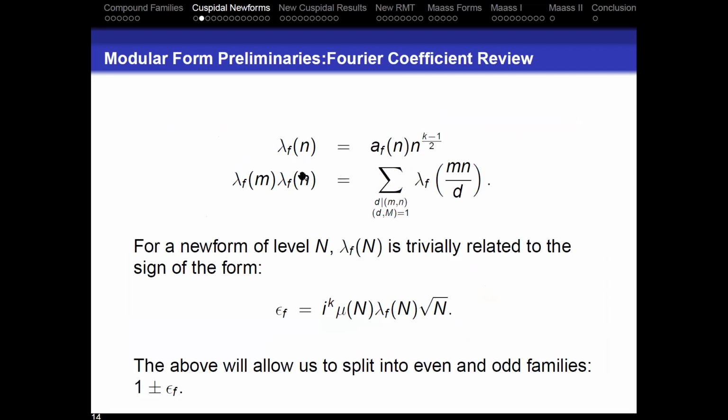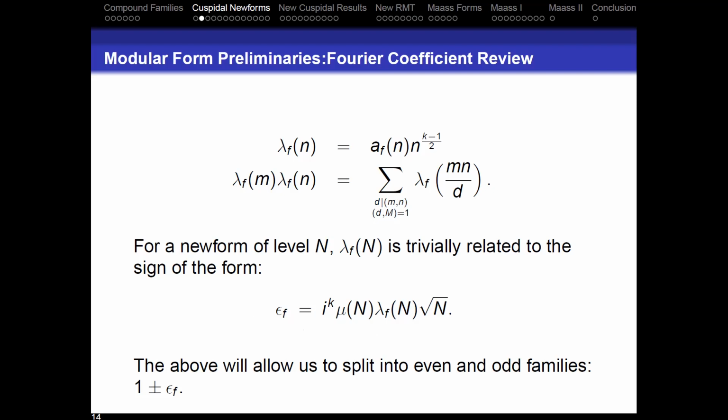As I was remarking, we have our multiplicative properties. And then the big result is that for a newform of level n, the sign of the functional equation is the following. And it's essential here that n is square free. So, mu of n is a nice well-defined quantity. Lambda f of n is the Fourier coefficient. I is fixed. Root n is fixed. So basically, if we know lambda f of n, we know the sign and vice versa.